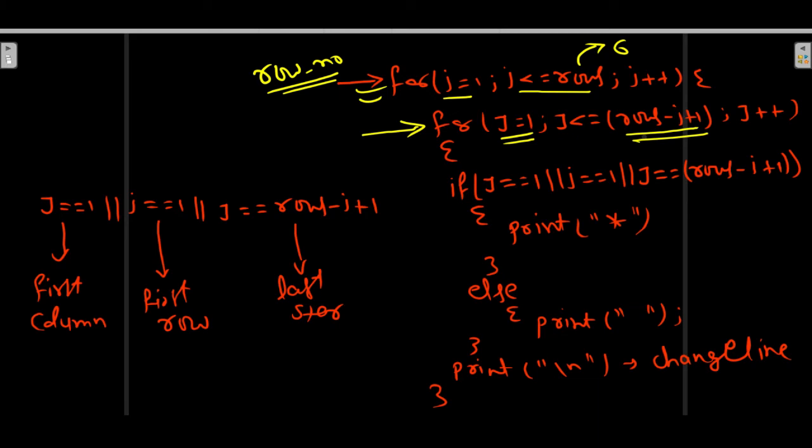You can ping me your query over there, or you try running it with some values, and you are going to understand it. So rows minus i plus 1 number of times this will run.